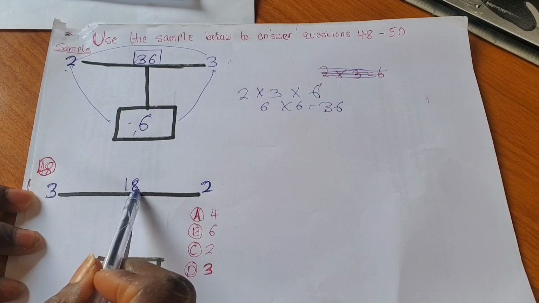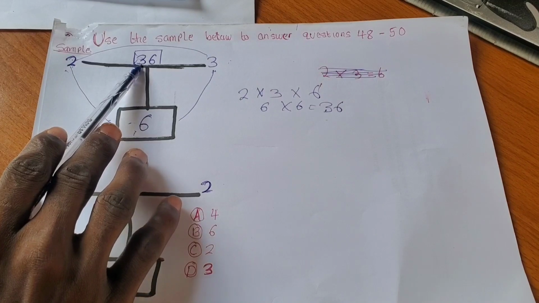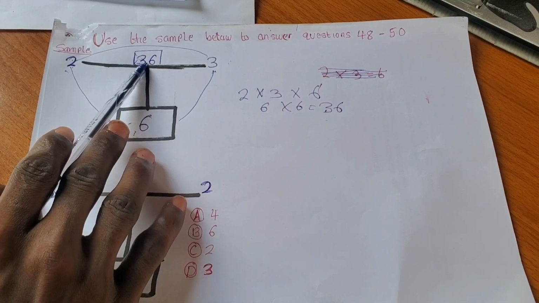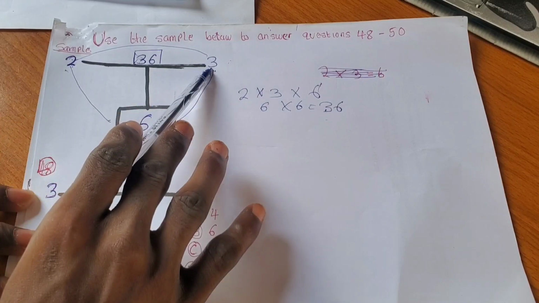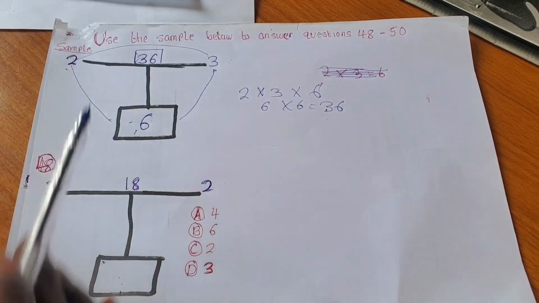When I want to get this 36, I just showed you how to get 36. To get 36, they take the product of 2, 3, and 6. 2 times 3 is what? 6. 6 times 6 is what? 36. This is quantitative reasoning.